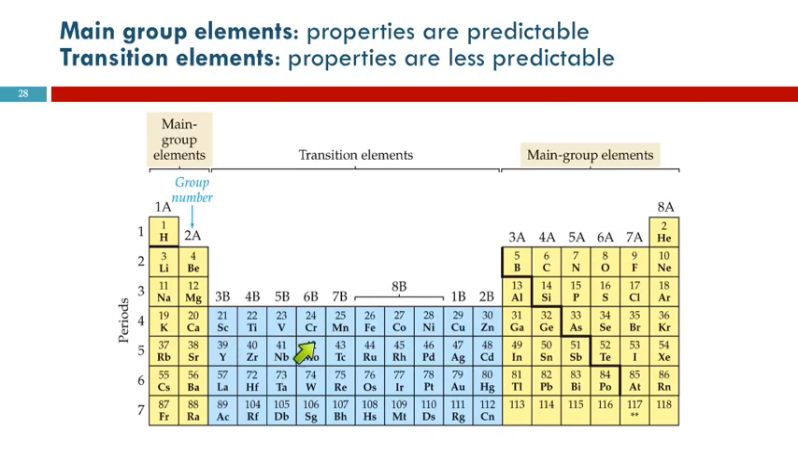These in the blue, it looks like there's something missing up here. These are the transition elements. The transition elements kind of bridge this gap from this part of the main group to the other part of the main group. It's a transition. Their properties are much less predictable.